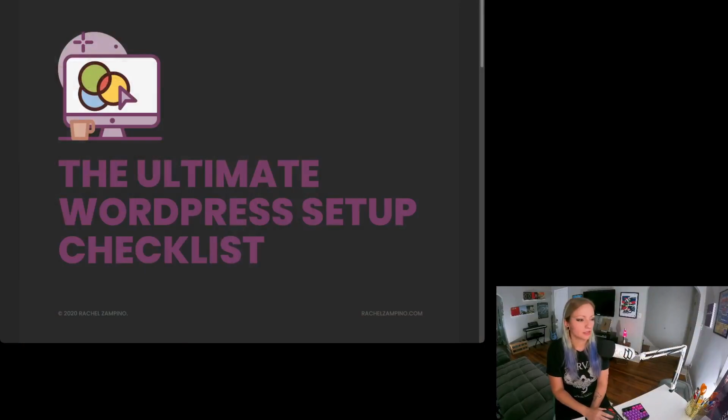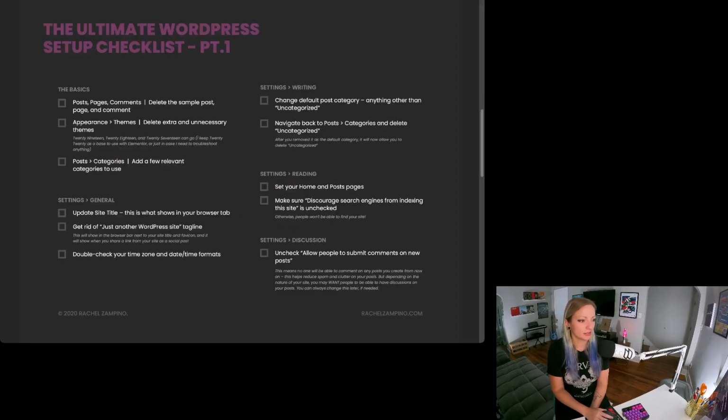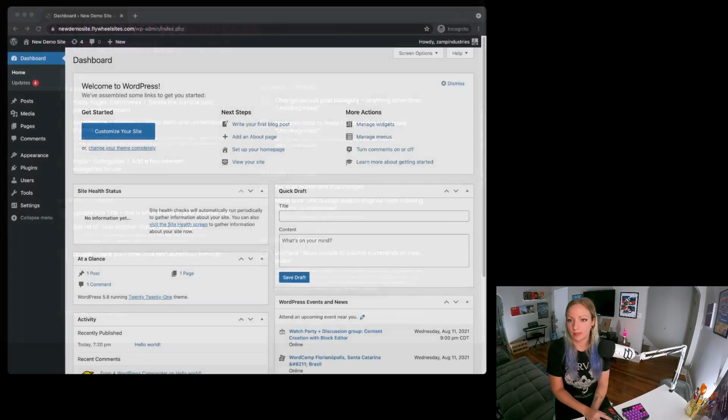So here's the checklist. We're going to start with the basics over here. There's a dark mode of this document, which is made for viewing on your laptop or a tablet or something. And then I have a print mode version as well with a white background that you can actually print out and check off if you're one of those people that likes to check things off by hand, which I am definitely one of those, so I relate. So let's get into it.